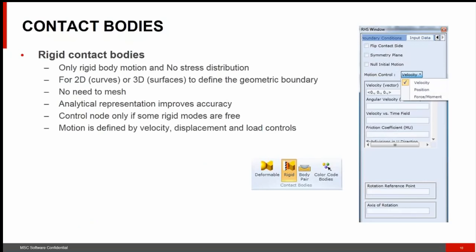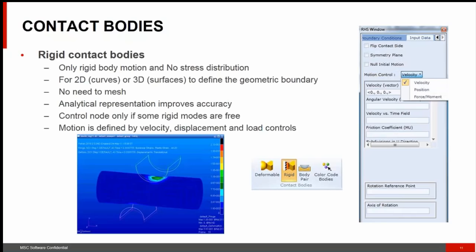Now, there's also another type of contact body available in Nastran, and those are called the rigid contact bodies. Again, as I said, sometimes the contact body is much stiffer, so that's why we call it rigid. And these surfaces do not deform. For most rigid bodies, the geometry is generally defined by an analytical 2D NURBS curve or 3D NURBS surfaces. NURBS are mathematical representations of a geometry.